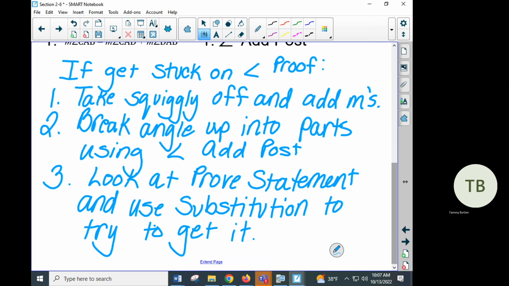So that's what you do. We also had some steps for what do you do if you get stuck on a segment group. This is when you get stuck on an angle. Did you all get a chance?